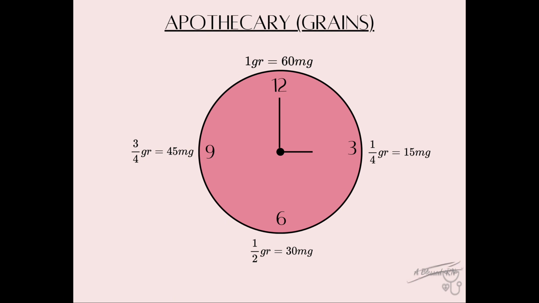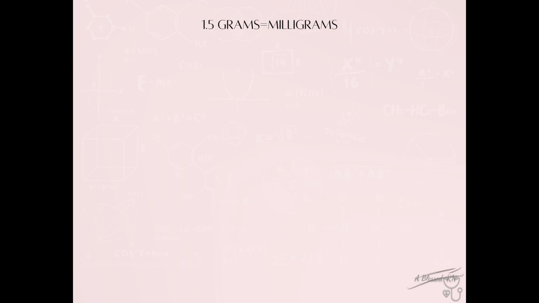1/4 grain is 15. So if we go to the 6, that is half past. So 30 milligrams equals 1/2 grain. The 9 is a quarter till, so that's another quarter. So 45 milligrams equals 3/4 grain. And then we go to the next hour, which we've made a complete circle, and that 60 milligrams equals 1 grain. All right, so let's solve some problems.